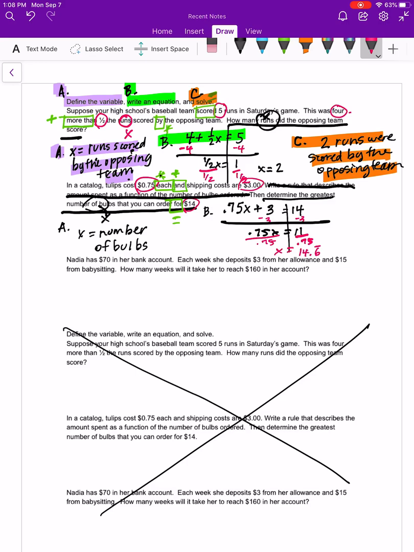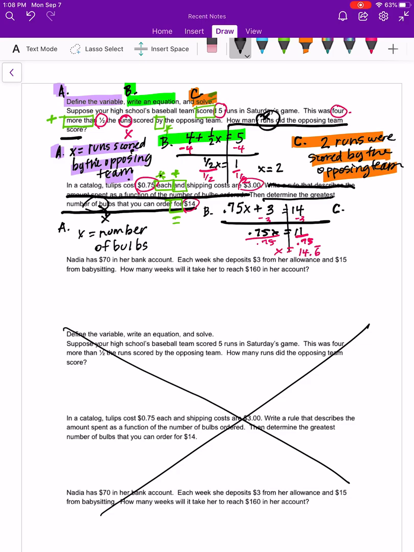Now, this is a situation where you have to interpret the remainder, meaning, are they going to ship you, this catalog company, this tulip company, are they going to ship you 14.6 repeating bulbs because you had $14 to spend? So you can't afford a full bulb, and you can only afford 0.6 repeating of one. Will they send you just 2/3 of a bulb because that's what 0.6 repeating is? No, they won't. What would that even look like? Oh, let's slice the bulb right here. That's not going to work.